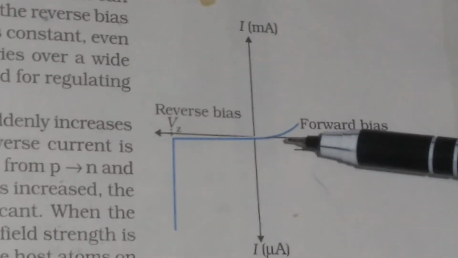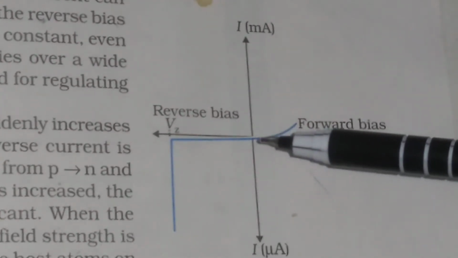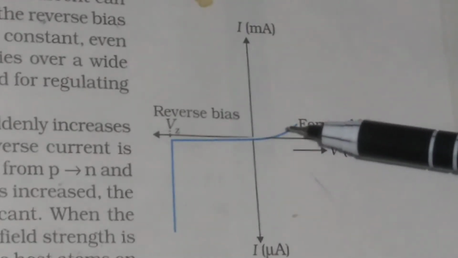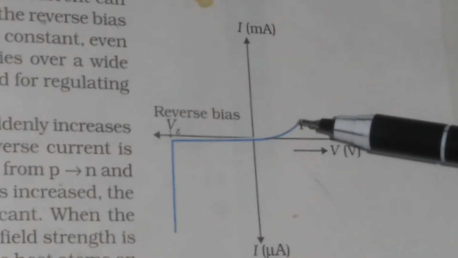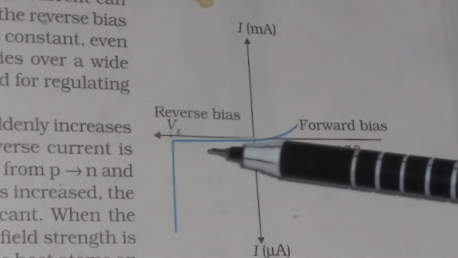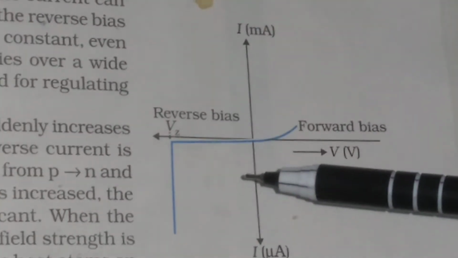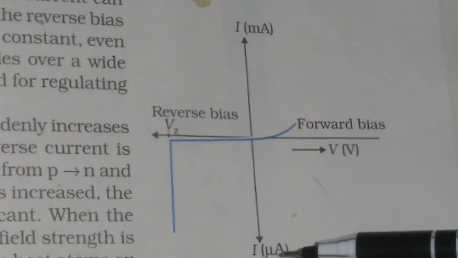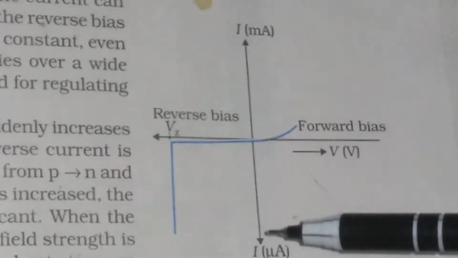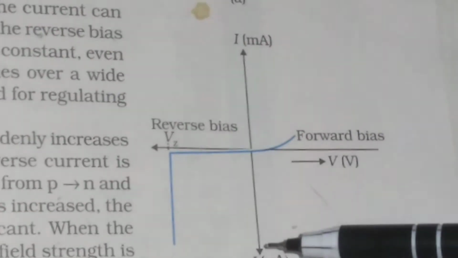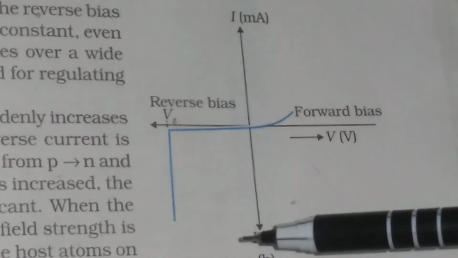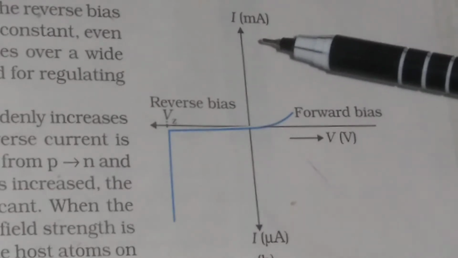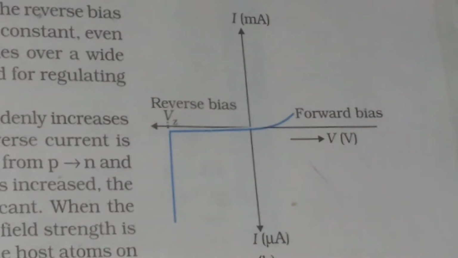You see, in case of a Zener diode, the current flows in both forward bias and reverse bias directions. This is the VI graph for the forward bias, and this is the VI graph for the reverse bias. In reverse bias, the current is of the order of microampere to ampere. It is very high current. In forward bias, it is of the order of milliampere.